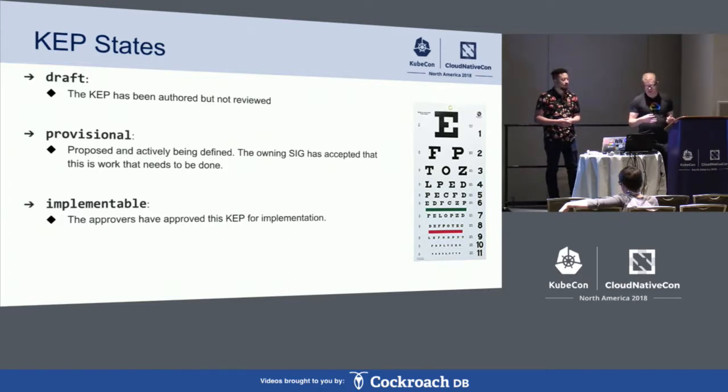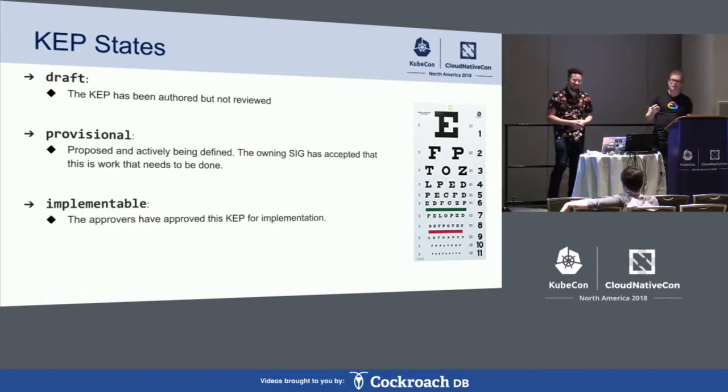And when a KEP becomes implementable, which is really hard to say, it's essentially saying that the SIG is ready to commit to the work. Doesn't necessarily mean in the next release cycle or any specific time bounds. That's up to the SIG to do in their planning. But the SIG is saying, yes, this deserves to be prioritized and put into our work stream.